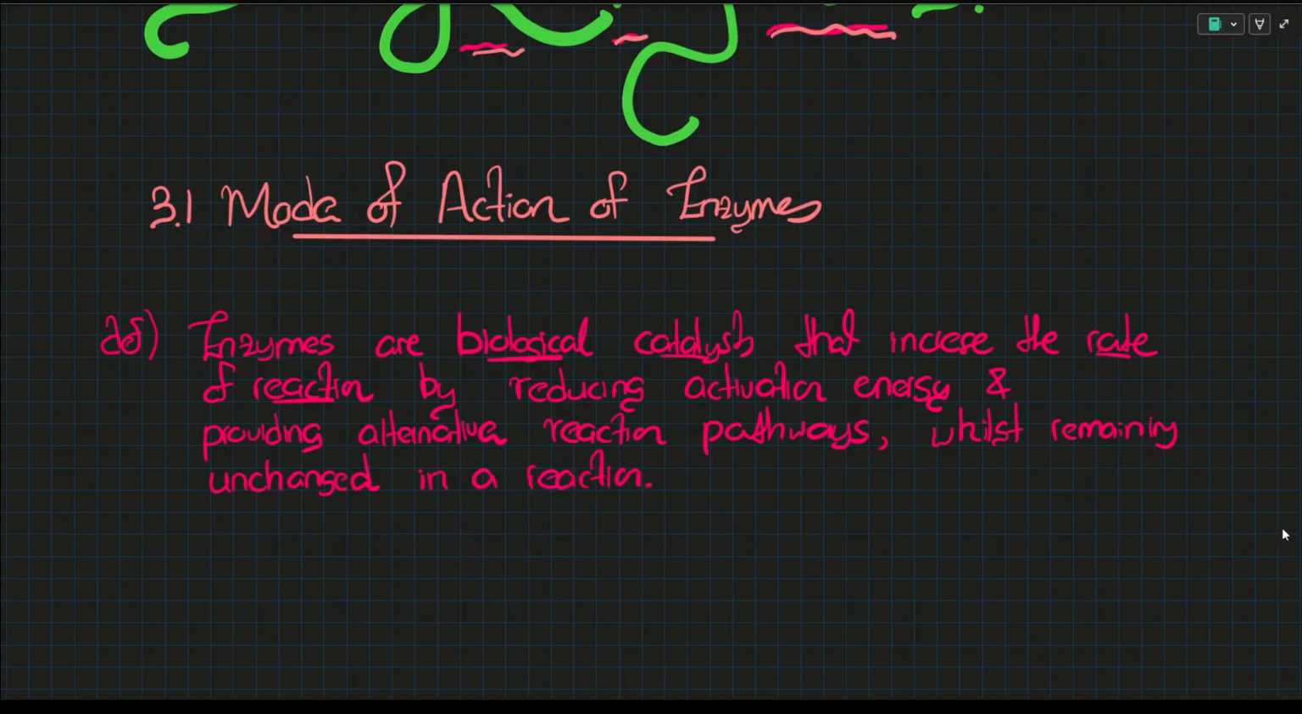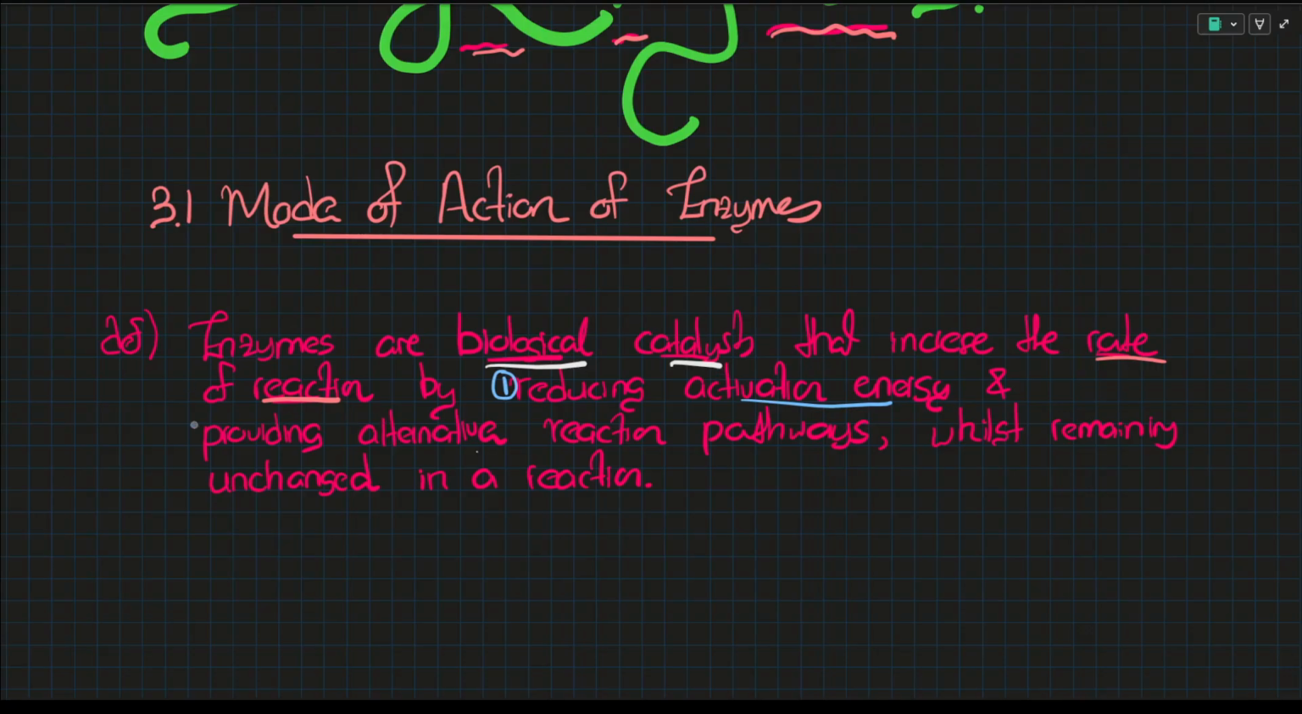Okay, let's dig into each part separately. Enzymes are biological catalysts, so they are of a biological origin. What is the first thing that an enzyme does? It increases the rate of any reaction that's going on. How is it doing so? It's doing this increment of rate of reaction by two pathways. Number one, it reduces activation energy, which is the minimum energy you need for a reaction to go through.